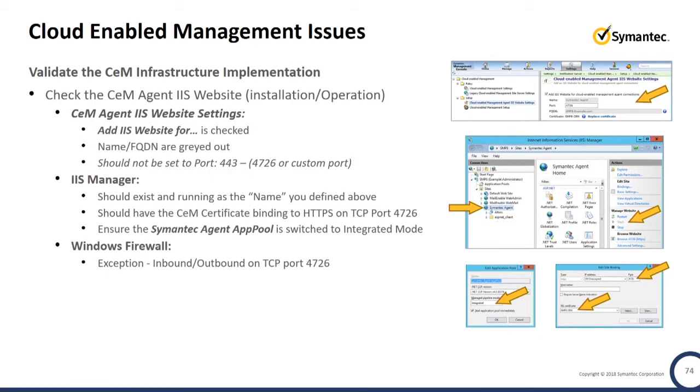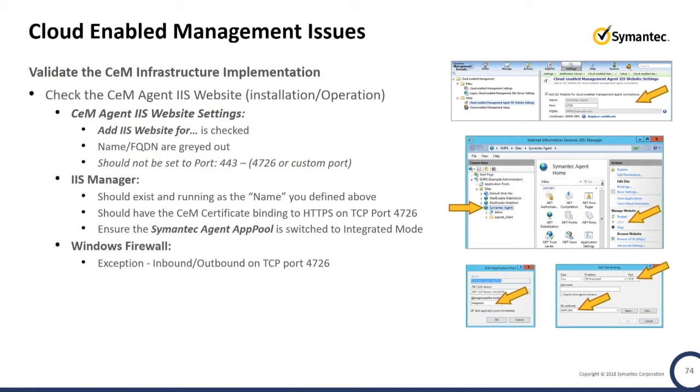You're going to check the website settings. You can see by the illustration here, this is our Symantec agent site for cloud-enabled management. Make sure that everything's right in it. Make sure that the FQDN name is grayed out. That means it's installed. Ensure that it's not set to port 443. If you haven't implemented cloud-enabled management since 7.5, you might have used 443 back in the day. Make sure it's at 4726 or, of course, a configured port, or a custom port.